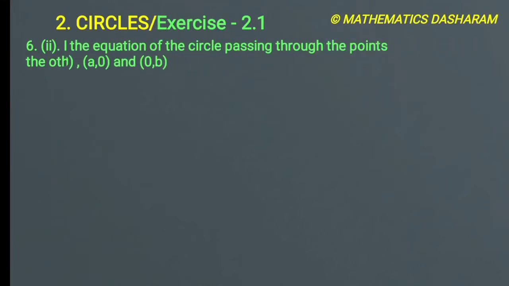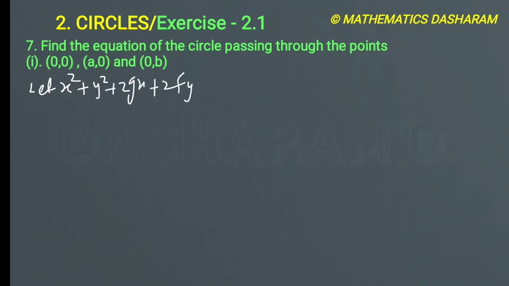Next, seventh question: find the equation of the circle passing through the points (0, 0), (a, 0), (0, b). Let the equation of a circle be x² + y² + 2gx + 2fy + c = 0, equation 1. So this is our required equation of a circle. But in this we need the g value, f value and c value.